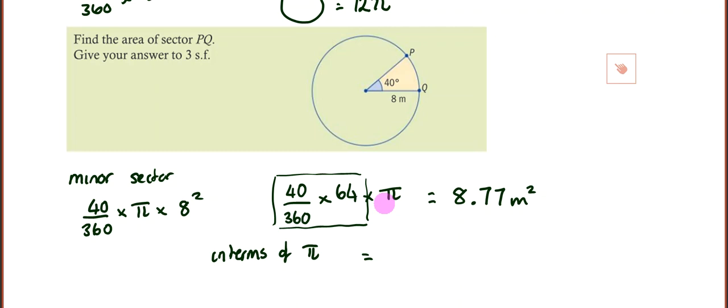So if you can do just that bit as a simplified fraction, that would be good. 64 over 9. So 64 pi over 9 would give me an exact answer. Alright? In terms of pi, because we leave the pi there.